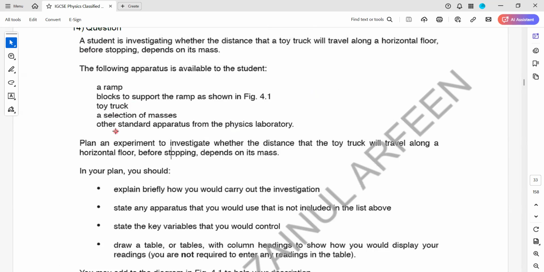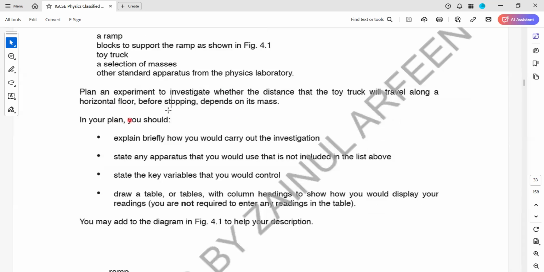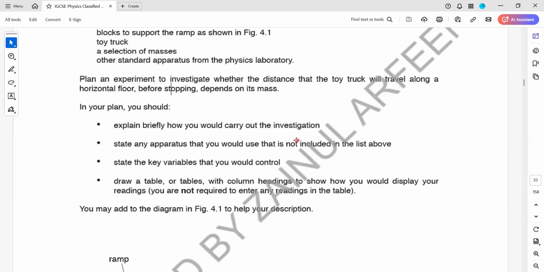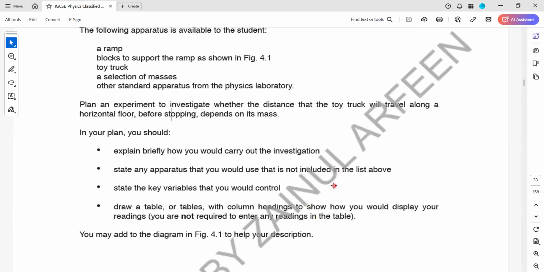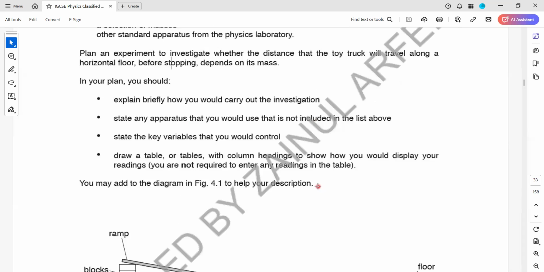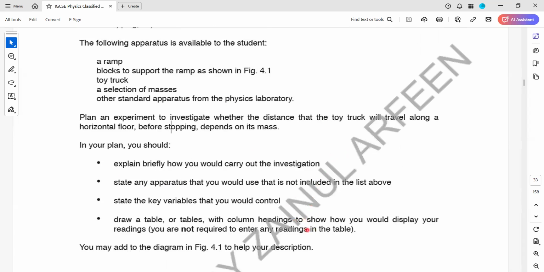What we have to do, we have to plan an experiment to investigate whether the distance that the toy truck will travel along the horizontal floor before stopping depends on its mass. In your plan, you should explain how you would carry out the investigation, then state the apparatus that you would use that is not included in the list, the key variables that you would control, and draw a table or tables with column headings to show how you present or display your results. So anyone want to add on how we will perform this experiment?